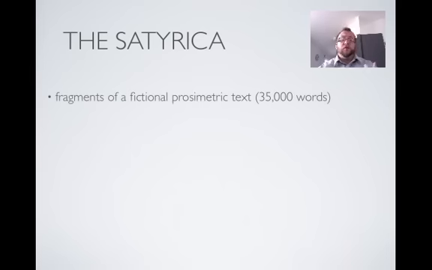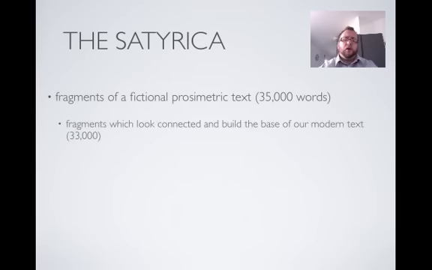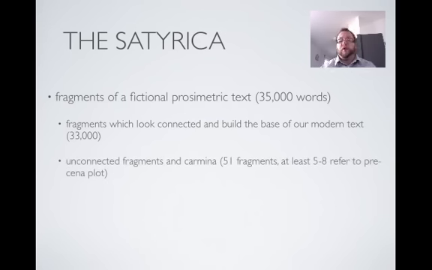The Satirica is only fragments of a fictional prosimetric text. 35,000 words are extant, but the whole text must have consisted of at least 120 to 140,000 words. Some scholars assume that it had 400,000 words, but I think that's way over the top, and there are good reasons for that, but let's not go there today. There are fragments which look connected, and we can build some kind of plot out of these fragments. These are 33,000 words, and we still have 51 fragments where we don't know where to place them in the plot, and these are another 2,000 words roundabout.